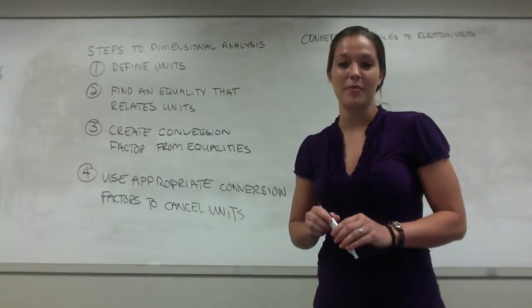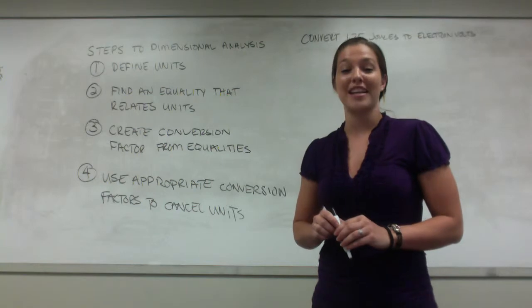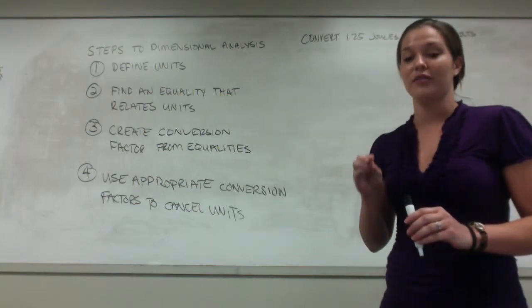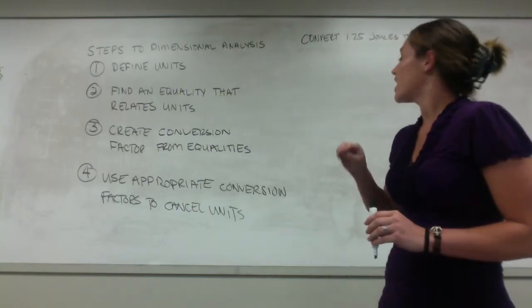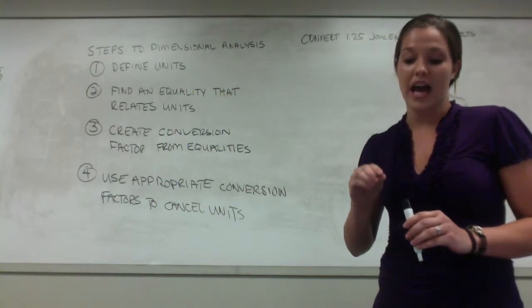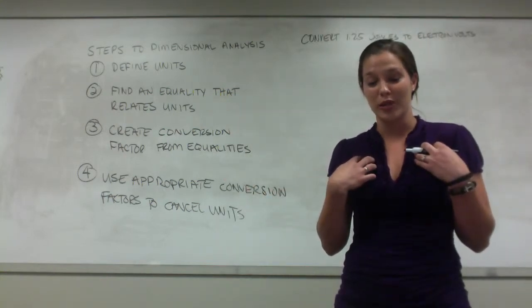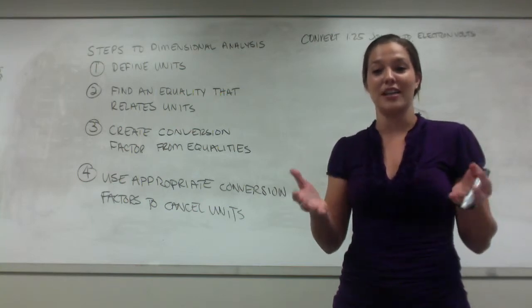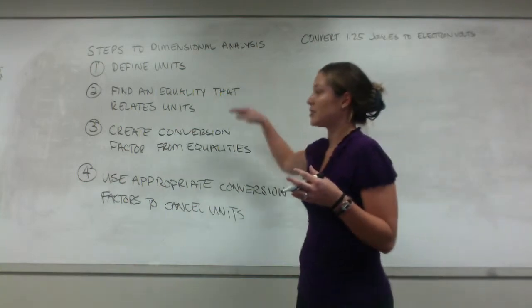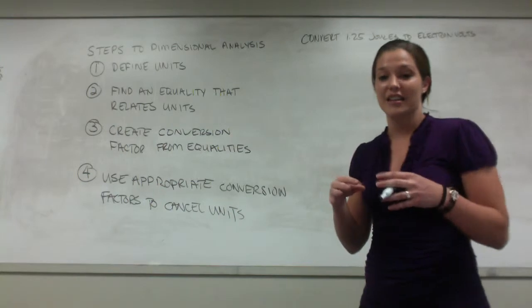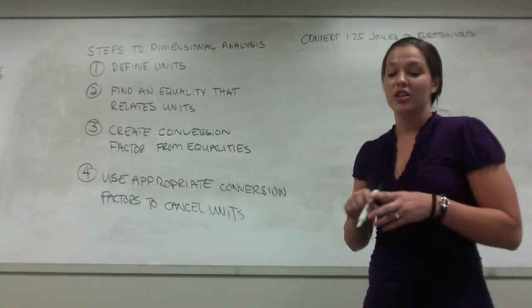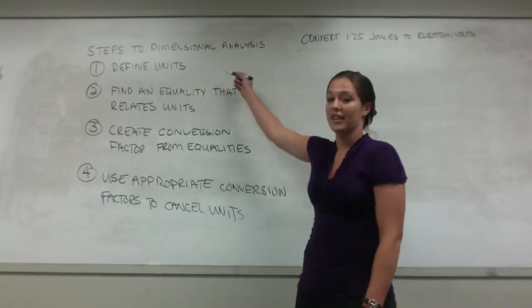I'm going to show you example number 3, which is based on non-SI unit conversions. So in this case we have joules and we have electron volts. And as somebody who has no idea what a joule is, I can still convert it because I can follow these simple steps and relate the numbers and come out with a solution. So we're going to do the first step, which is define the units.